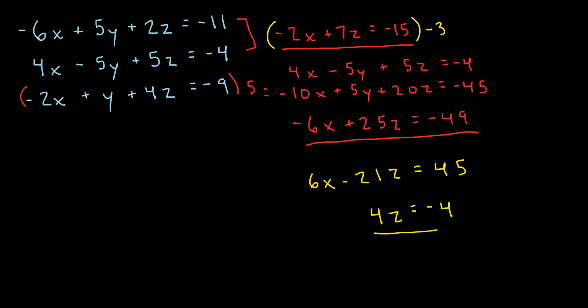So now we can see that this equation only has one variable. So to solve for z, we can just divide both sides by 4. So if we divide by 4, we can find that z is equal to negative 1.